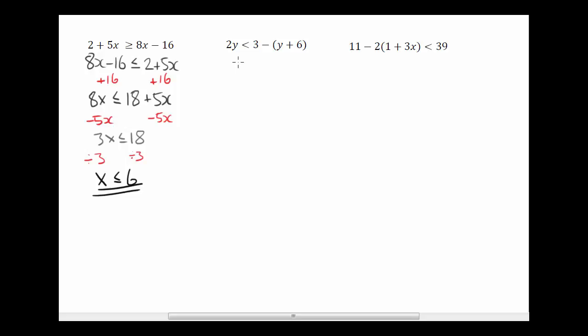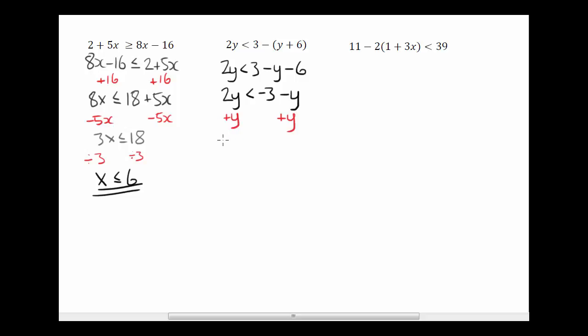Next one, we want to just expand these. So that's going to be written as 2y is less than 3. That's minus times y, so that's minus y, and that's minus 6. So what we can now do is tidy this up a bit. 3 minus 6 is minus 3, and we've still got this minus y. So to tidy this part up, we're going to add a y to this side to make it a 0. So we're having to add a y to this side.